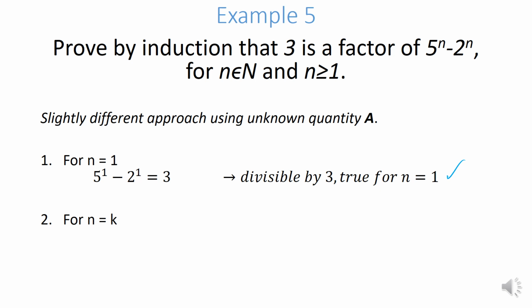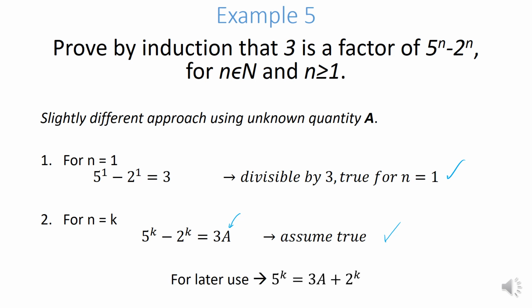Let's write down our n equals k term. So just copy. Instead of saying it's divisible by 3, we're going to say that the answer here is equal to 3 times some number, which is another way of saying it's divisible by 3. It will be equal to 3 times some number a, and this is our assumption for step 2. This is a slightly different approach. You have to decide which one is appropriate for your question. Let's continue and see how it works out.